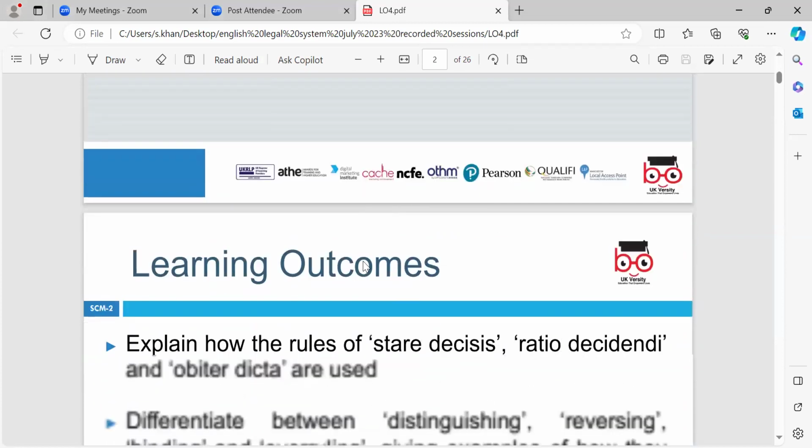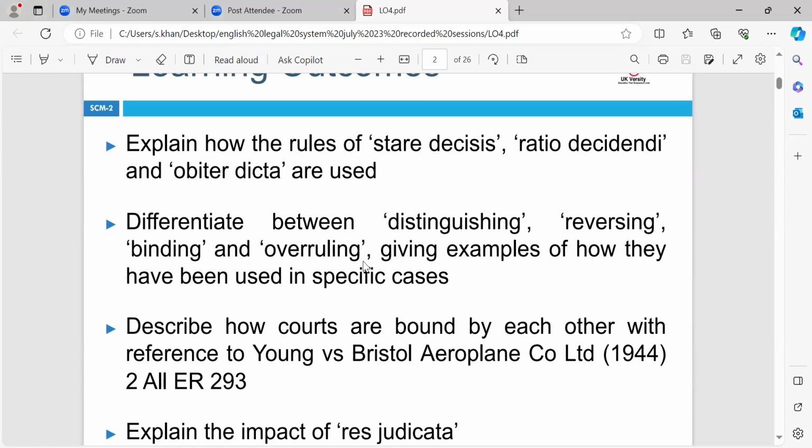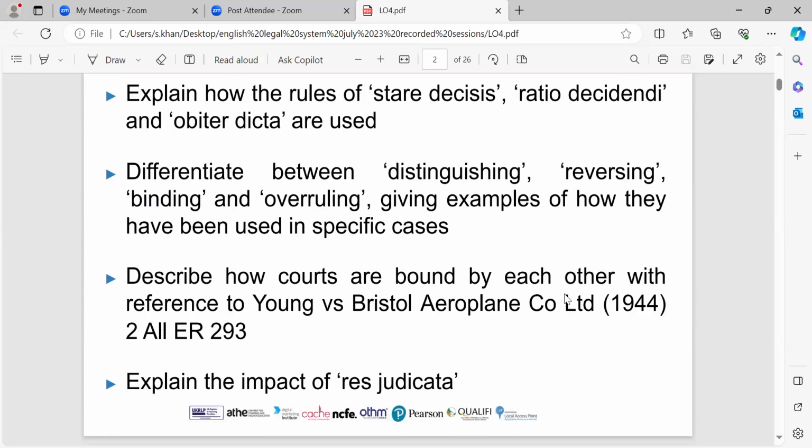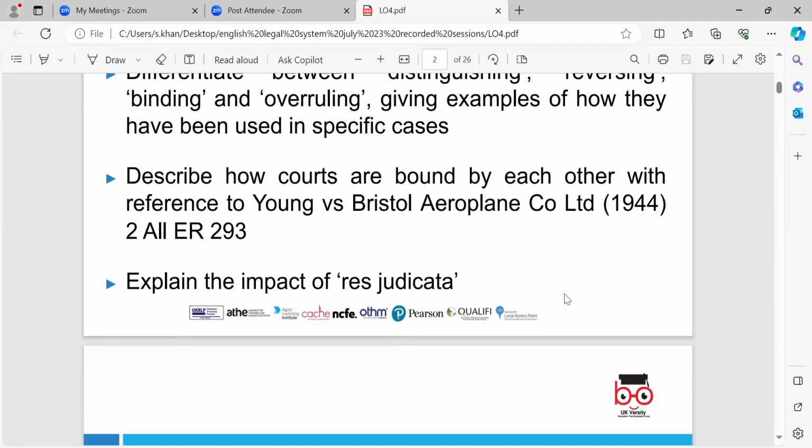judicial precedent. So the learning outcomes are to look at how the rules of stare decisis, ratio decidendi, and obiter dicta are used. We're also going to look at distinguishing, reversing, binding, and overruling, and giving examples how they've been used in specific cases. We're also going to look at describing how courts are bound by each other with reference to the Young v Bristol Aeroplane Company Limited case 1944, and explain the impact of res judicata.